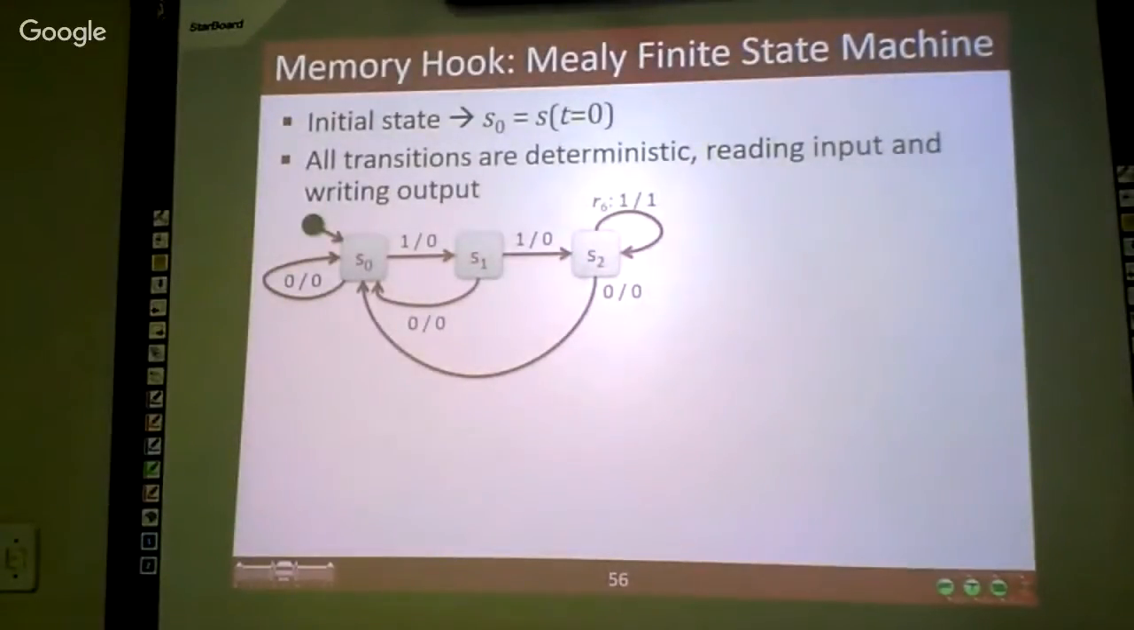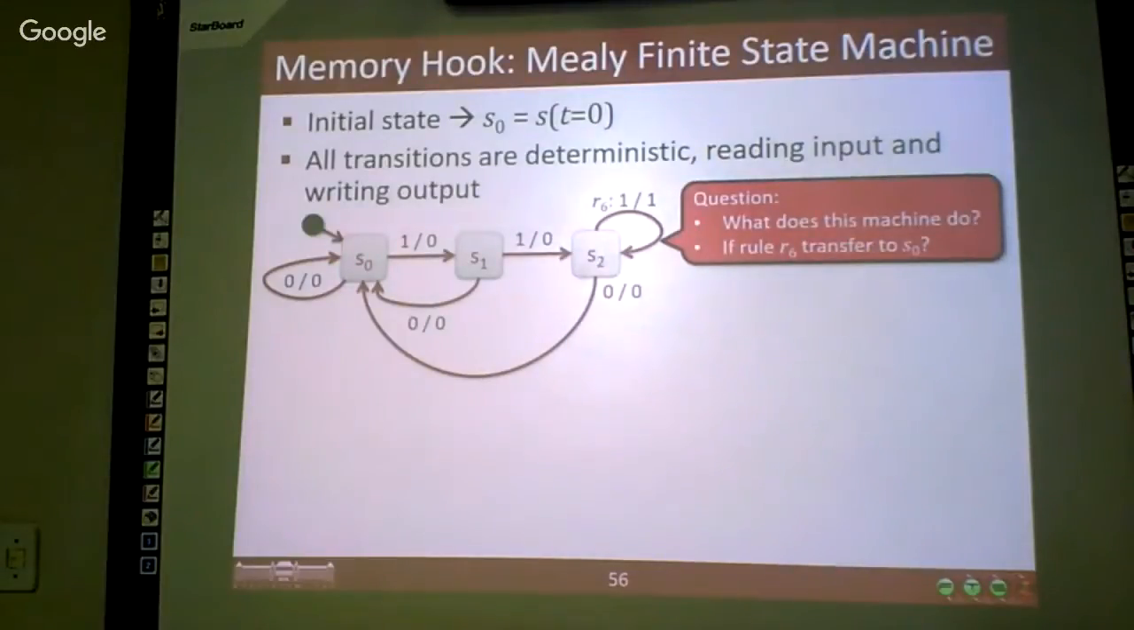And here you can see a more complex example where all transitions are deterministic, reading input and writing an output. But if we change this rule to go back to S0, then we will see that for both inputs, we will go from S2 to S1 and provide some output.